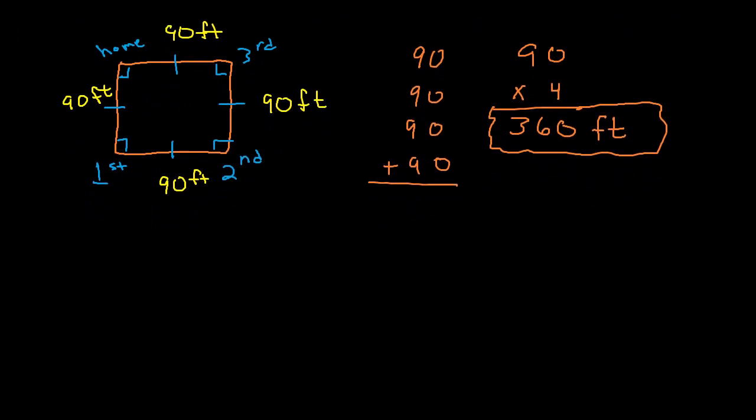Let's go ahead and take a look at another problem. So in this problem, we're told we have a rhombus and its perimeter is equal to 64 inches, but we need to know the length of each side. So let's go ahead and draw our shape first.